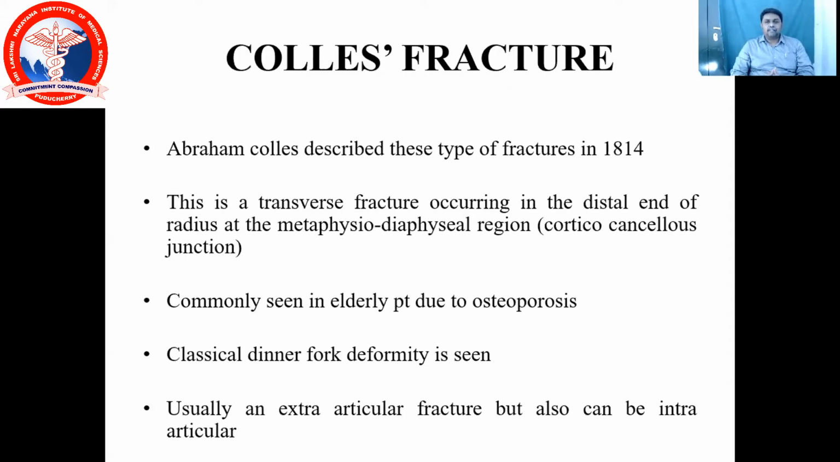First of all, Colles fracture. This Colles fracture is a very common type of fracture which occurs in elderly persons. This type of fracture was first described by Abraham Colles in 1814. This is a transverse fracture which occurs in the distal end of the radius at the metaphyseal-diaphyseal region or the corticocancellous junction. This is mainly an extra-articular fracture, but sometimes an intra-articular pattern can also occur. Commonly, this is seen in elderly because of the osteoporosis of the bone, and you get a classical dinner fork deformity in this type of fracture.